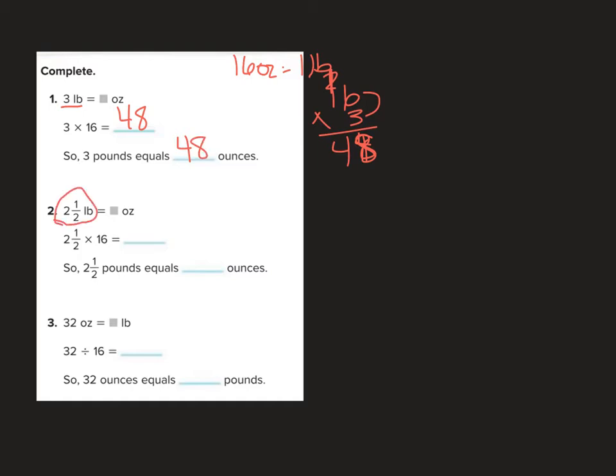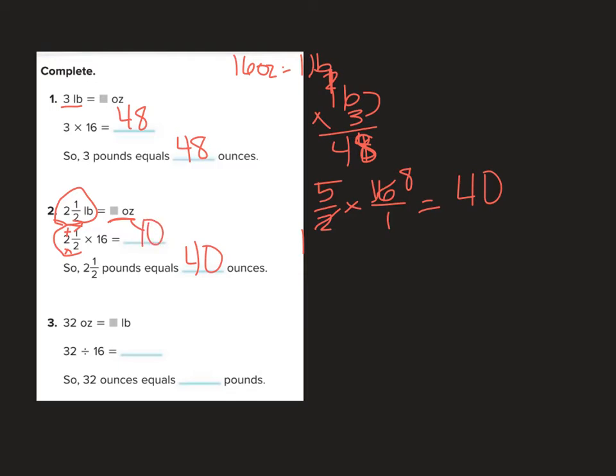Ooh, 2.5 pounds equals how many ounces? So we're doing 2.5 times 16. Do you remember how we multiply a mixed number with a whole number? We circle up. 2 times 2 is 4, plus 1 more is 5. So I do 5 over 2 times 16 over 1. Then I can simplify. I can divide by 2 and get 8. Divide by 2 and get 1. And then I'm going to do 5 times 8, and I'm going to get 40. Okay, so that means 2.5 pounds is equal to 40 ounces.